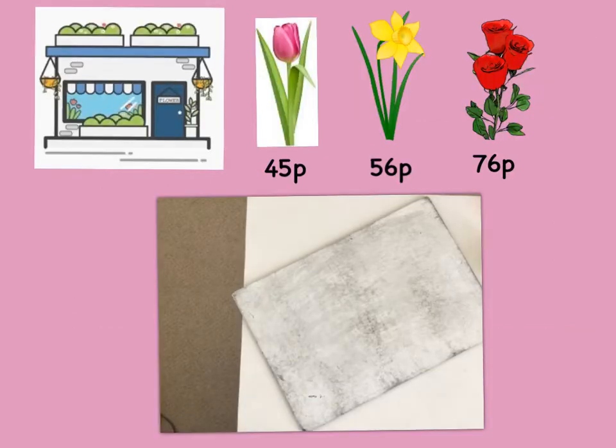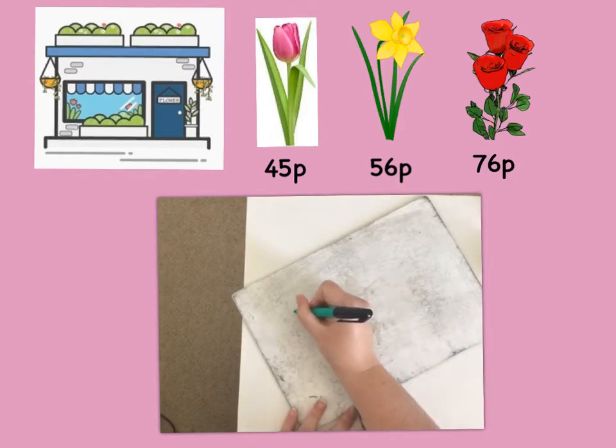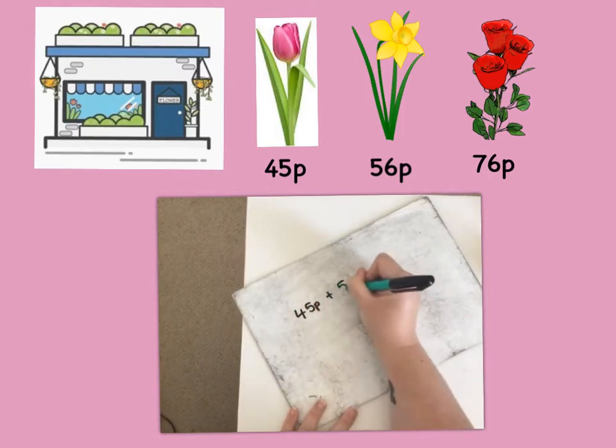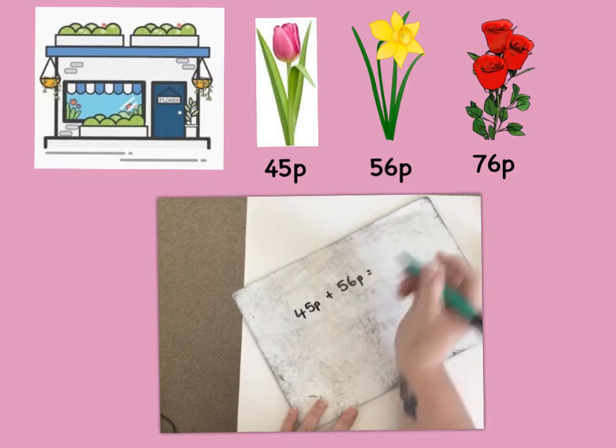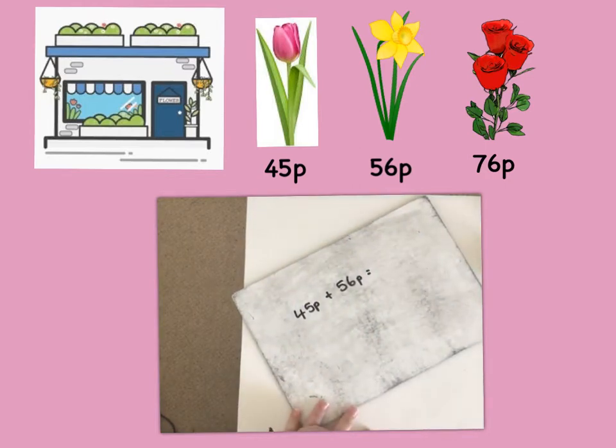It's time to go shopping in the flower shop. We have some tulips for 45p, daffodils for 56p and roses for 76p. I'm going to buy some tulips and daffodils as they're my favourite flowers. So I'm going to do 45p, add 56p. You can choose which method you would like to use to solve this.